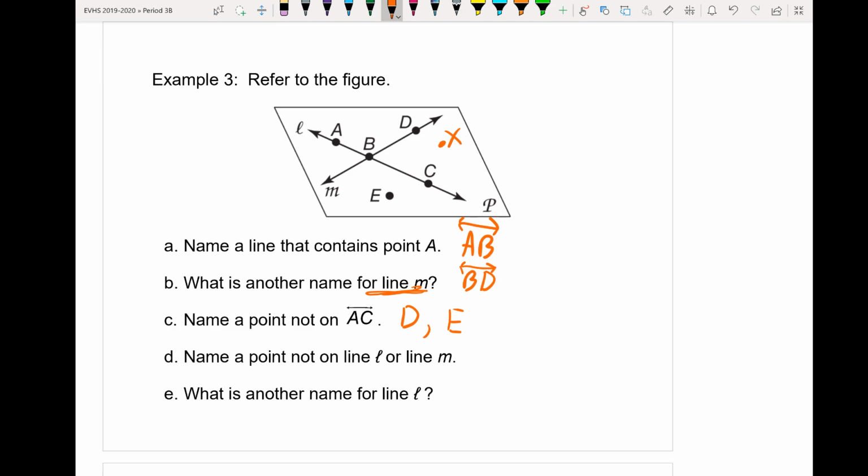Name a point not on line L or line M. Ben, what do you got? E. Very good. Point E is the only one that works there. And quite frankly, I'm not even going to bother doing E because E is the exact same question as A. Questions, comments?